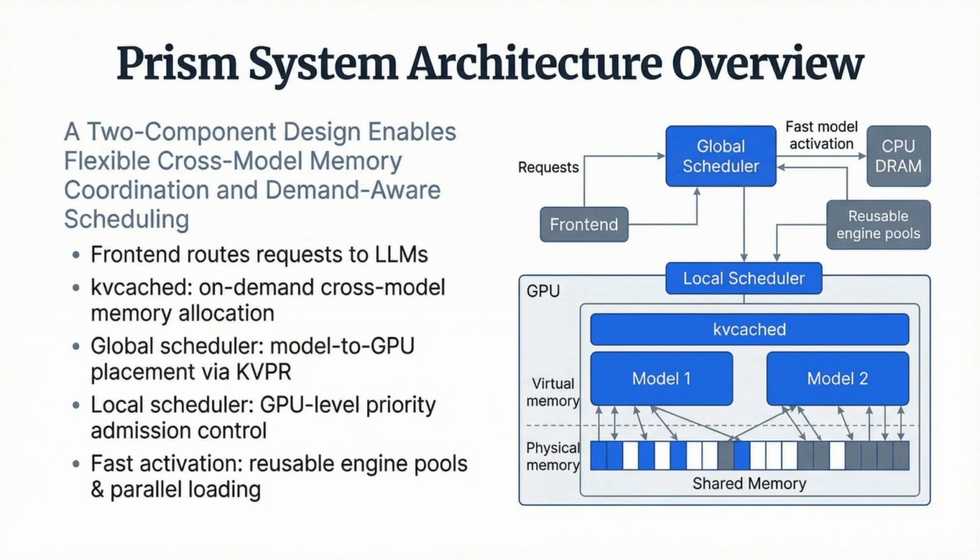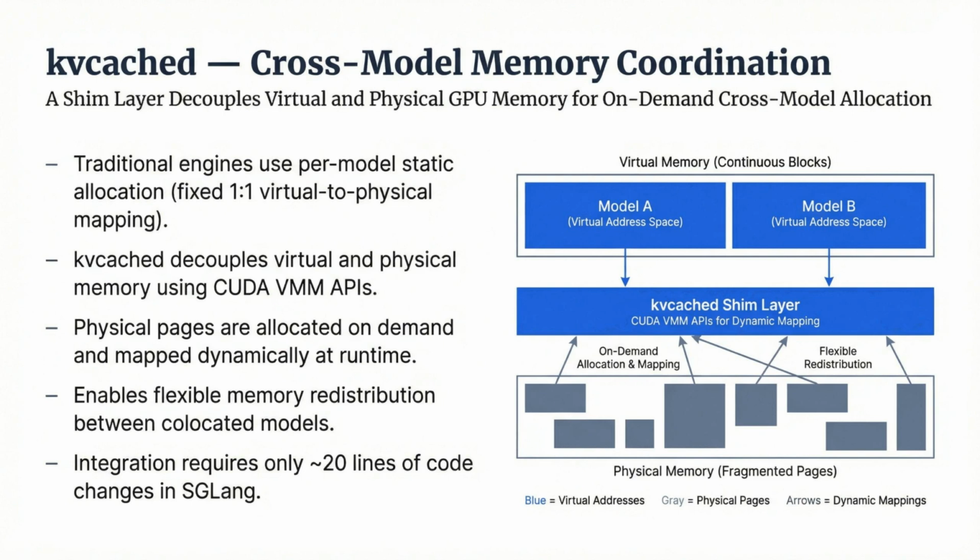Let's dive deeper into KV Cached. KV Cached fundamentally changes how models share GPU memory. Traditional engines use static allocation, but KV Cached decouples virtual and physical memory using CUDA VMM APIs. This means physical memory is only allocated when needed, enabling flexible memory redistribution between co-located models. This crucial innovation for efficient GPU sharing only required about 20 lines of code change in SGLang.